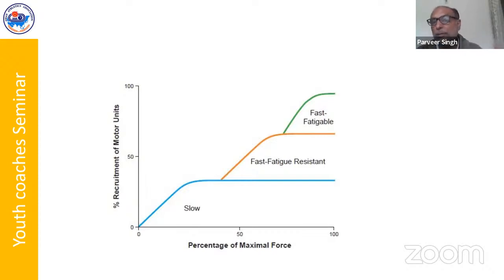Below that, the recruitment of muscle fibers, or the fast twitch fibers, goes down. This is the main reason we first go for maximum strength development. The second point I will discuss on the next slide.